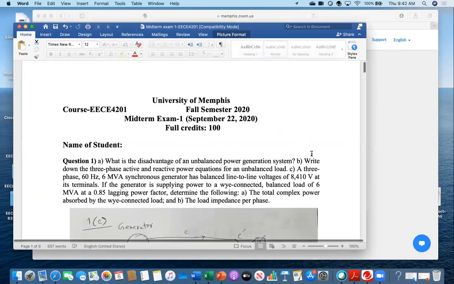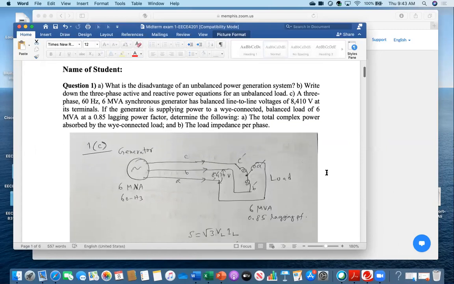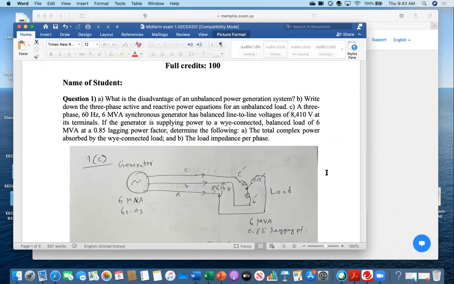Okay. So this is the midterm exam question. So I mean, you have done well, most of you, although there are some mistakes in some cases in the numerical problem or in answering the theoretical question. So I'm just going over the first one. What is the disadvantage of an unbalanced power generation system?